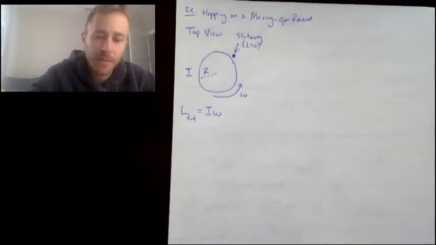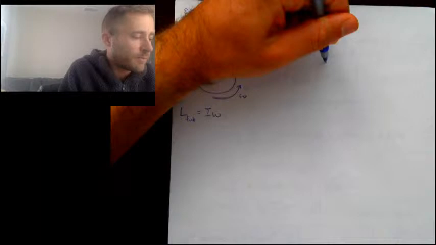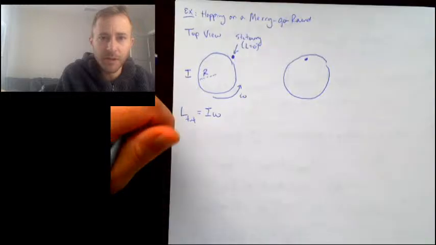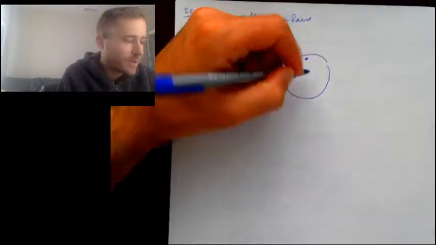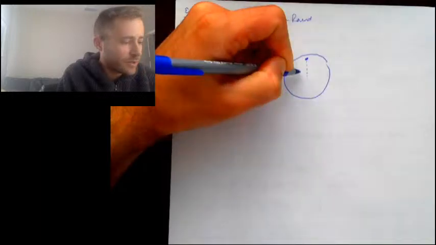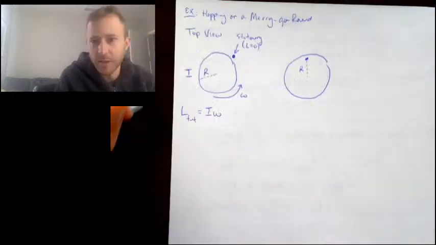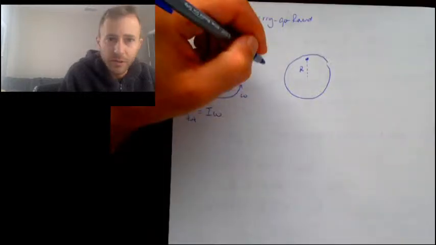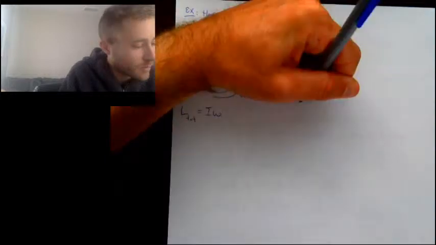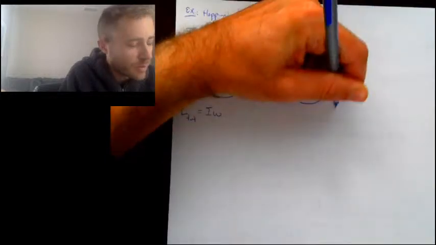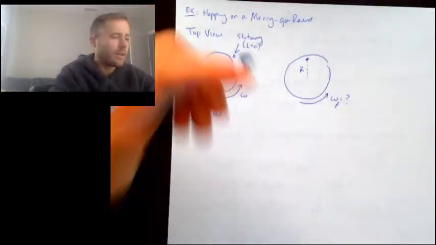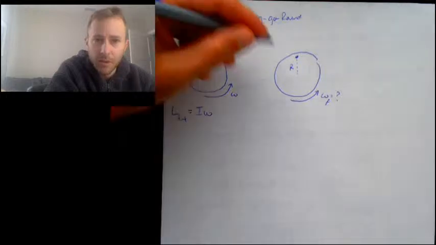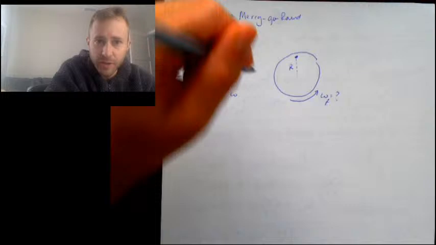Then what you do is you step on the merry-go-round. Okay, so now you're on the merry-go-round, and as a result of that, you're on the very outside edge, so you're a distance R away from the center of the merry-go-round. Okay. And as a result of that, the merry-go-round is going to slow down. It's not going to be spinning as fast anymore. And so we want to figure out what is omega final. Now here's the thing. You and the merry-go-round, because you have stepped onto it, are now essentially one object.